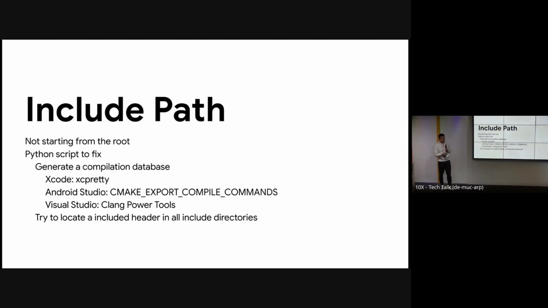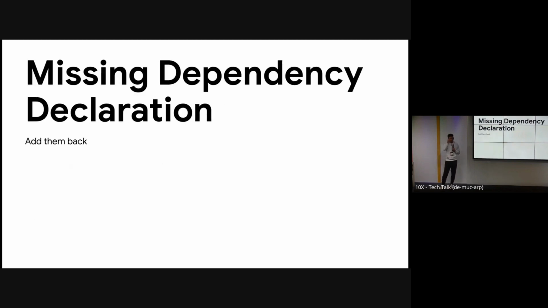Now, this solution is not perfect. We may still get some incorrectly included paths, but those are quite few. So we just manually fixed what's left. The second issue is missing dependency declarations in the CMake project. This kind of issue is very easy to fix. We just add them back in the Bazel build file, but it will lead to the trickiest problem we had to solve: circular dependencies.